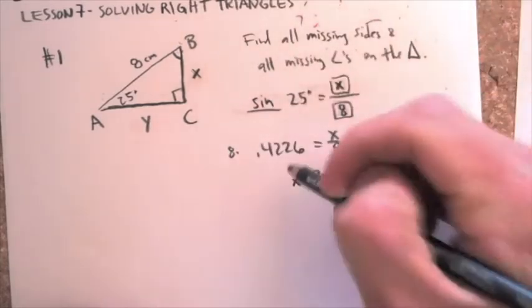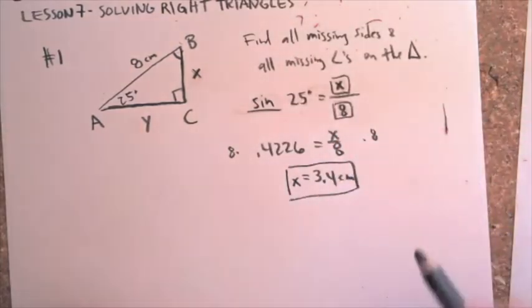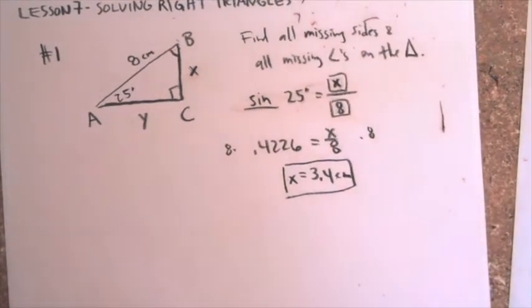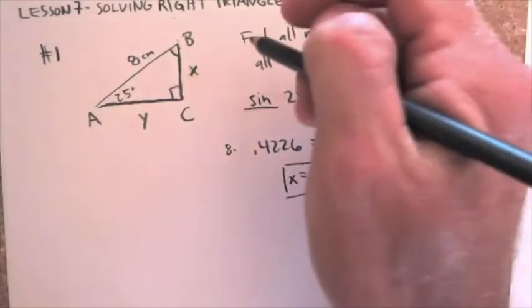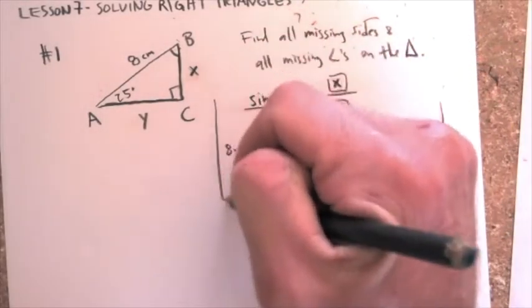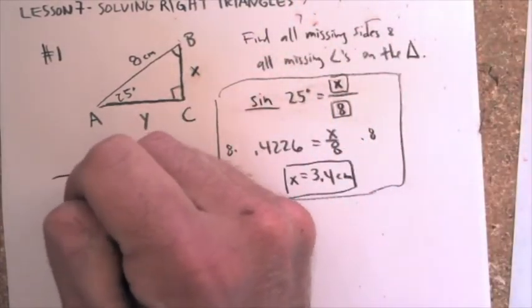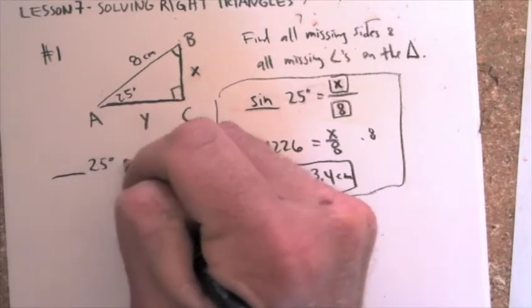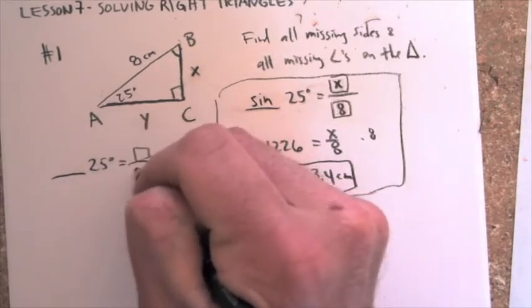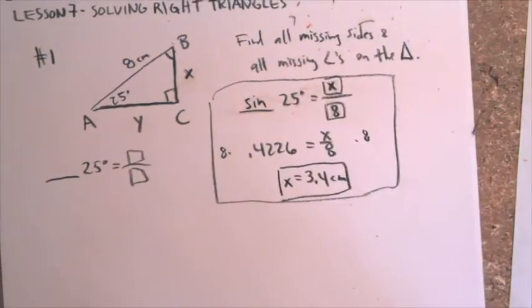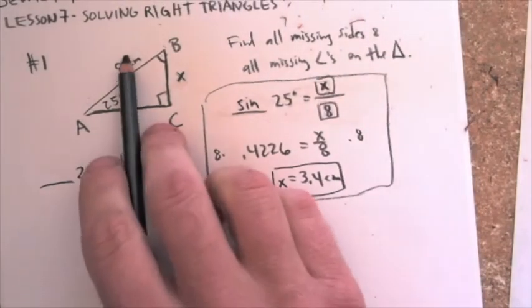Okay, to find y now, we need to use a different trig ratio. So for y we're looking at adjacent, it looks like, and hypotenuse. So let's set that one up down here. This is for x. For y, I'll use another trig ratio. I'll still go up 25 degrees, blank over blank. Okay, adjacent and hypotenuse, right?